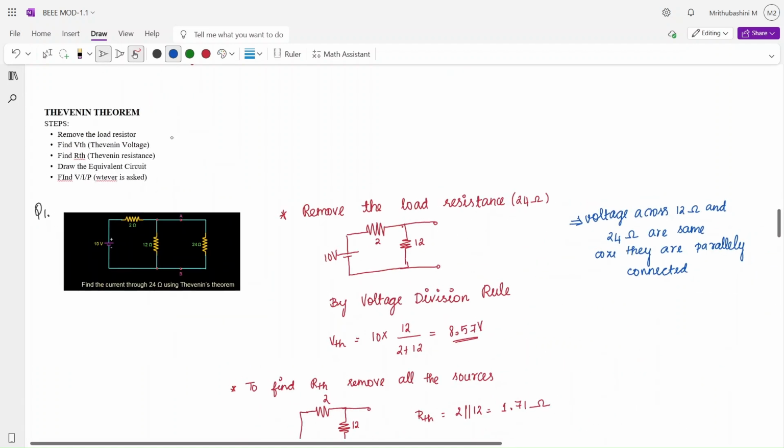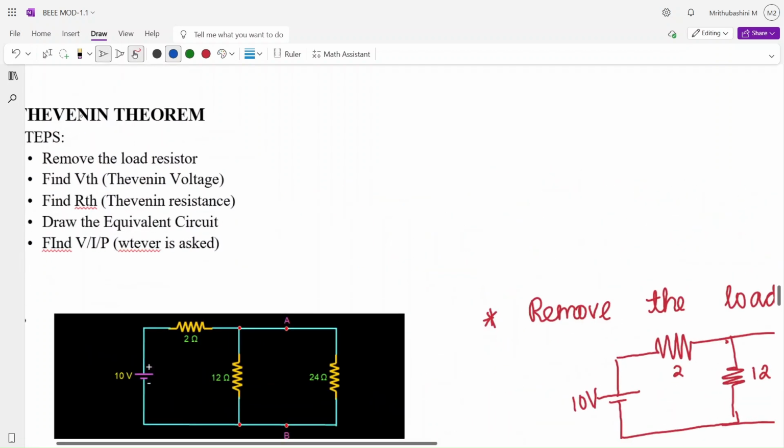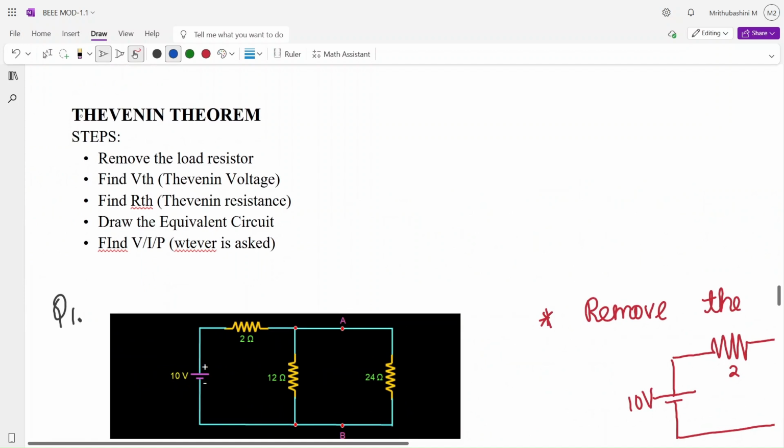Now moving on, the next important theorem is Thevenin theorem. I'll explain Thevenin theorem also by solving some problems.